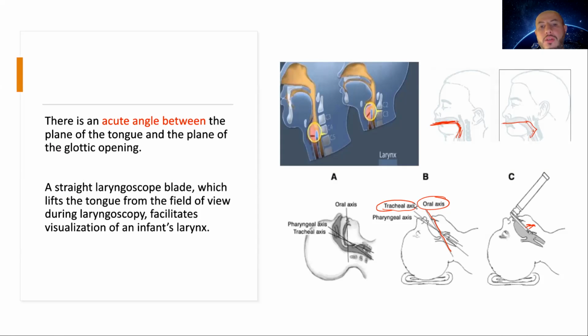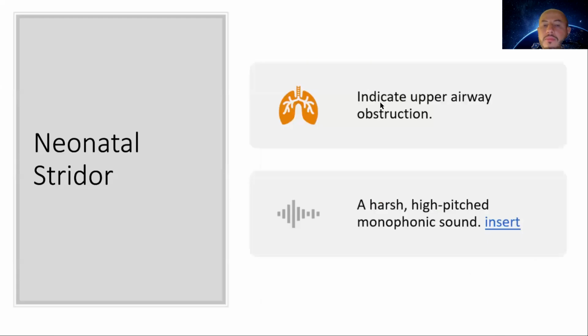Also, we already mentioned the larynx is located in the infant at the level of C2, C3, versus later on C4, C5, or C4, C6 in the adult age group. So now we have discussed airway anatomy and the difference between the adult and pediatric airway. We already mentioned that anytime you hear stridor, it indicates upper airway obstruction.